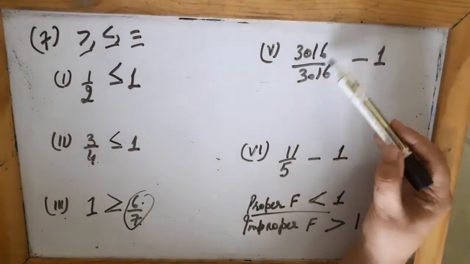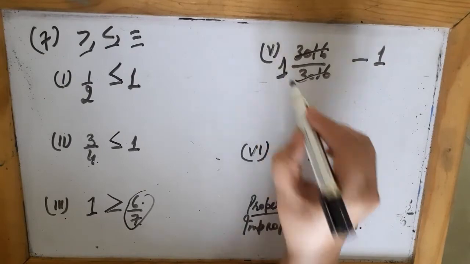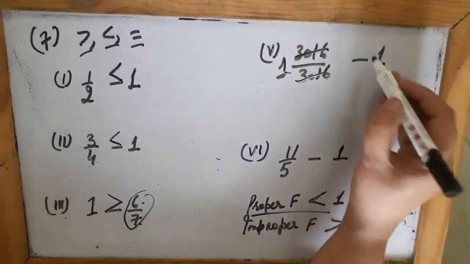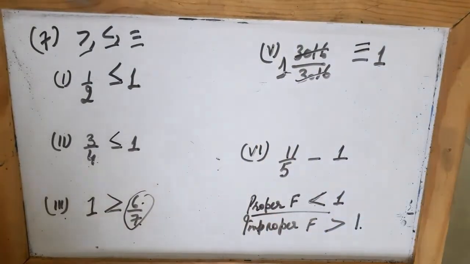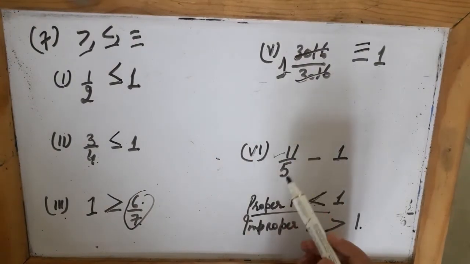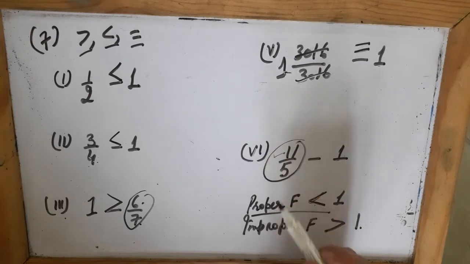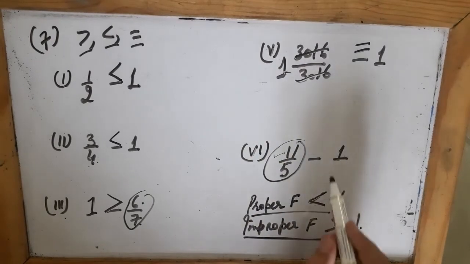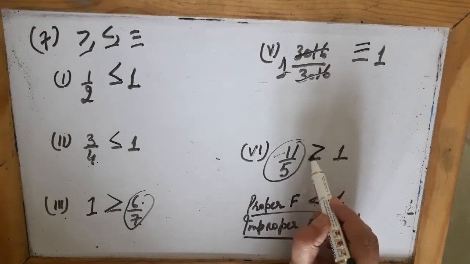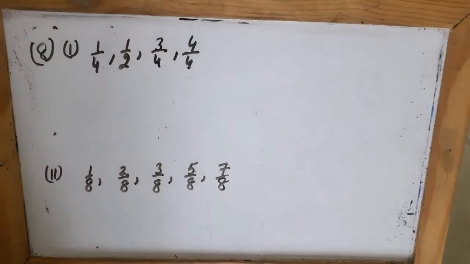Now here 316 divided by 316, it means 1. So both the sides you have 1. So which sign you will put? You will put the sign of is equal to. Now look at this one. Here the numerator is bigger than the denominator. So what it means is that this is an improper fraction and improper fractions are greater than 1.